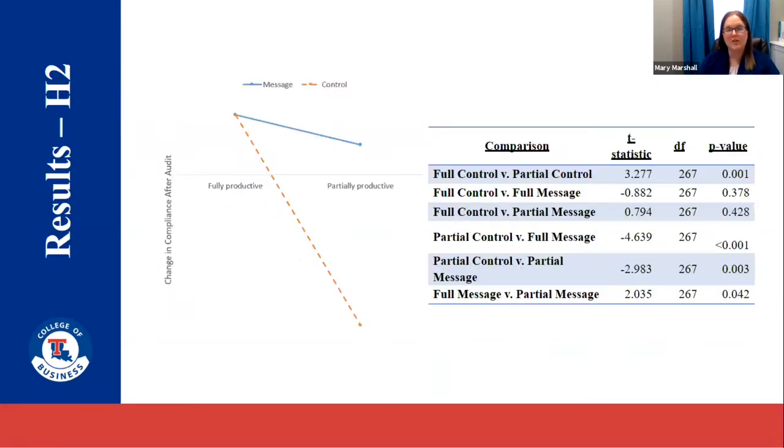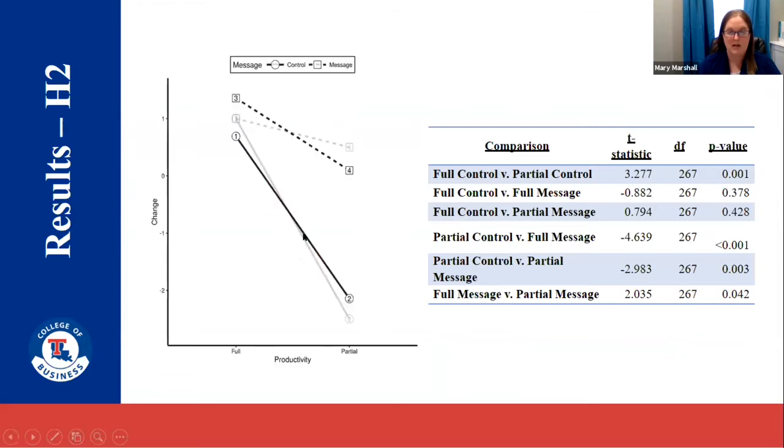Because we predict an ordinal interaction, we test stage 2 with contrast coding. And prior research suggests fully productive audits are likely to increase compliance for previously non-compliant taxpayers. So we assign codes of 1 to both fully productive conditions, which is here and here, or the 1 and the 3 on your screen.